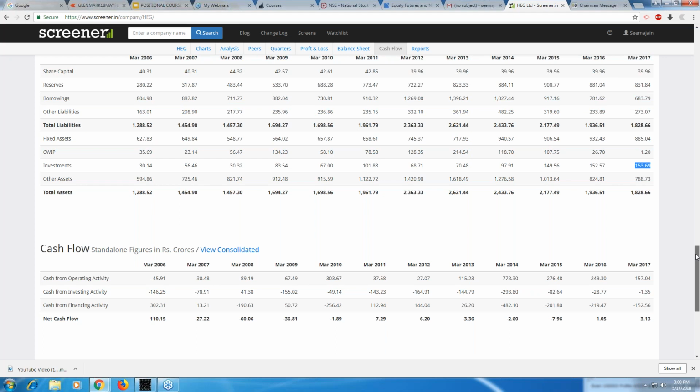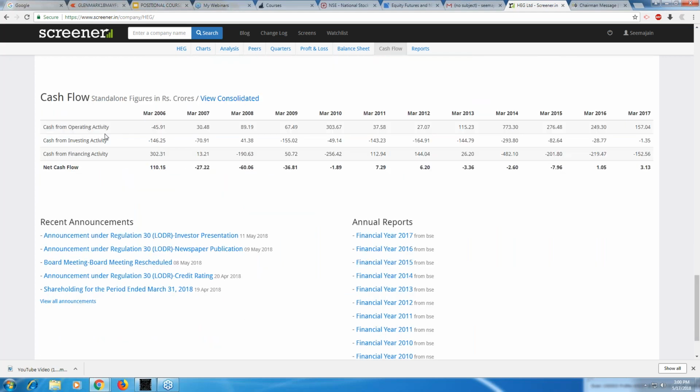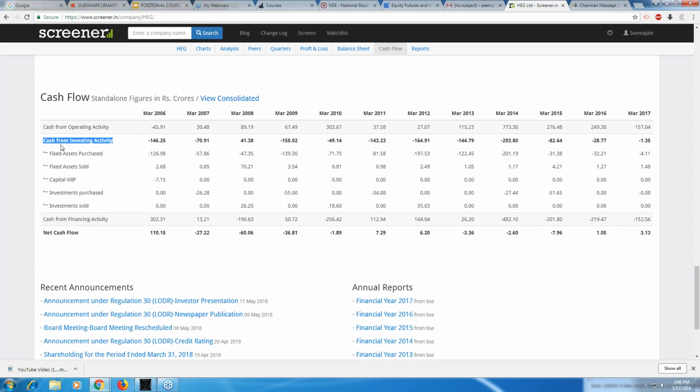Let's go to the cash flow statement. Cash flow, can you see? Company has to generate money from its operating activities. And there was negative in 2006. 2007 onwards, the company has started generating good cash from its operating activity. And you can just see here what's happening in the cash from investing activity. There is a minus sign, right? So let's see what's happening.